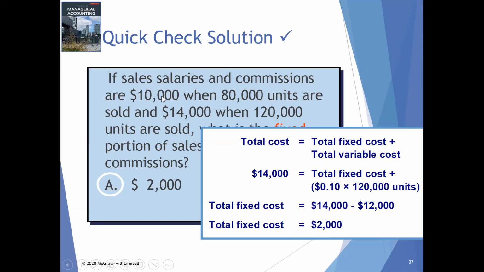Now take another example. Let's say the total cost is 10,000, and we have produced 80,000 units. So 80,000 into 0.10 is equal to 8,000. So 10,000 minus 8,000 is equal to 2,000 again. So it means 2,000 will always be the fixed cost, irrespective of the production level or unit level changing. Fixed cost will remain fixed. So this is the way to calculate.